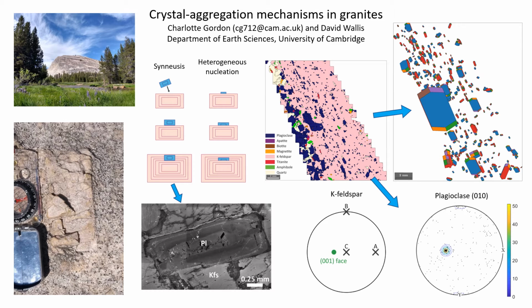Hello everyone. So we're interested in how crystal clusters form in granites. And crystal clusters in basalts are often thought to form by synneusis, which is this process here, where the crystals float together and attach to each other.